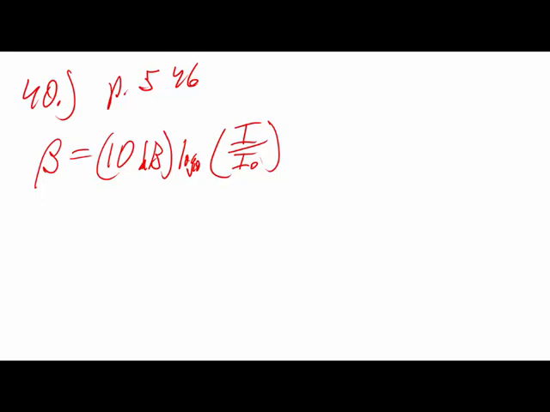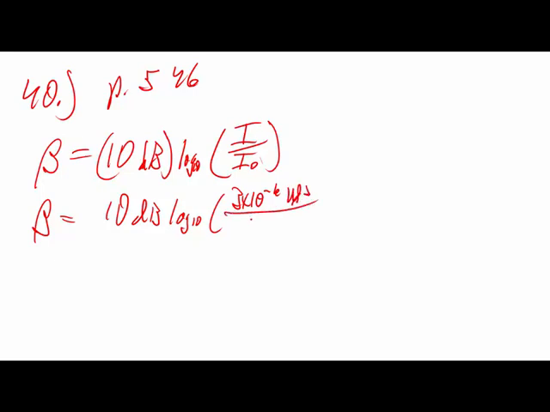So we have 10 dB times log of what? The intensity we're interested in is 3 times 10 to the negative 6 watts per meter squared, divided by the threshold of 10 to the negative 12. Of course, your units cancel out. And so what do we get when we do all this arithmetic?